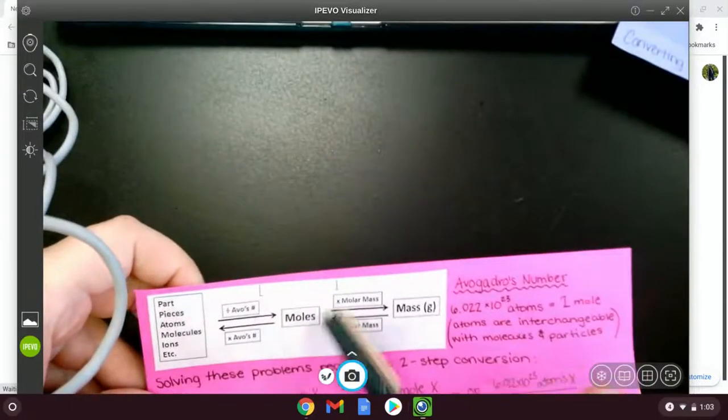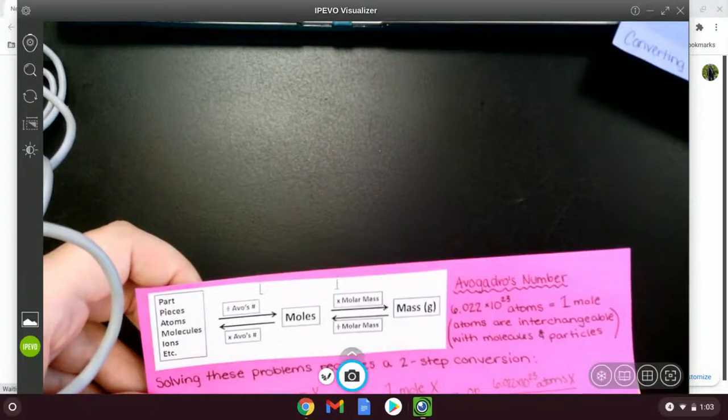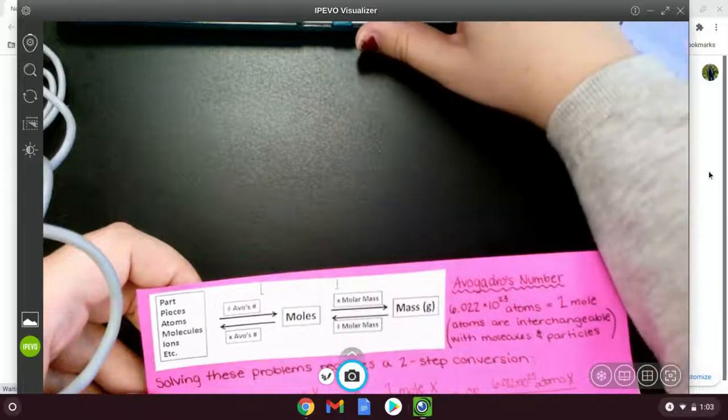So I hope this clarifies converting from mass to moles to atoms. My big takeaway here is, remember, this flowchart is your best friend. You always have to go through the mole. For now, the mole will always have 1 in front of it. So make sure you get this chart down. This will save you a bunch of time. All right, good luck.